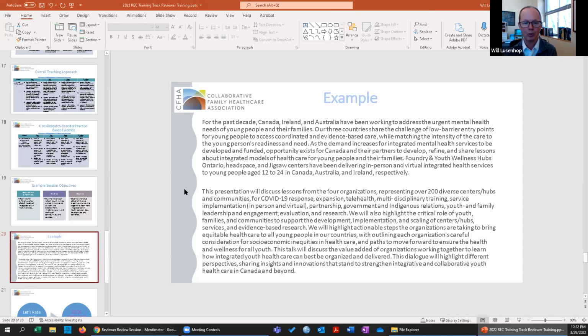We also highlight the critical role of youth, families, and communities to support development, implementation, and scaling of centers and hubs. And we will highlight actionable steps the organizations are taking to bring equitable healthcare to all people, outlining each organization's careful consideration for socioeconomic inequities in healthcare and paths to move forward. There's a lot of sentences. So maybe we'll just finish off there. It's hard to read all this. I'll end with this dialogue. We'll highlight different perspectives, sharing insights and innovations that stand to strengthen integrative and collaborative youth healthcare.